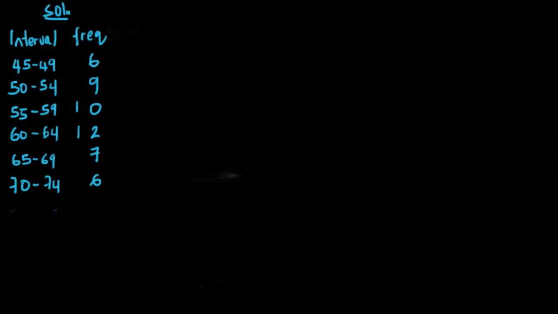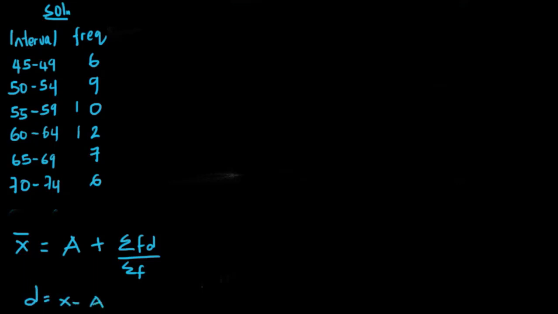So we've got this, and we are told that using an assumed mean of 62, we should calculate the mean and standard deviation. Since we've been given the assumed mean, to calculate the mean we've got a special formula. x bar, which is the mean, equals assumed mean plus summation fd all over summation f. Does this make sense? This is the formula for mean whenever you are given an assumed mean, where d equals x minus assumed mean. Do you understand this? Now let's try to solve this.